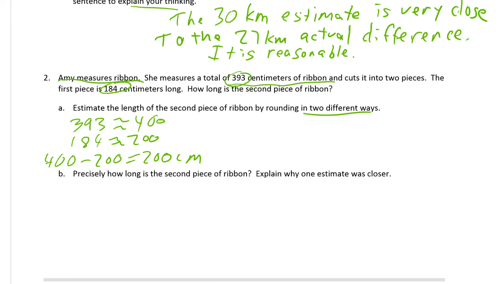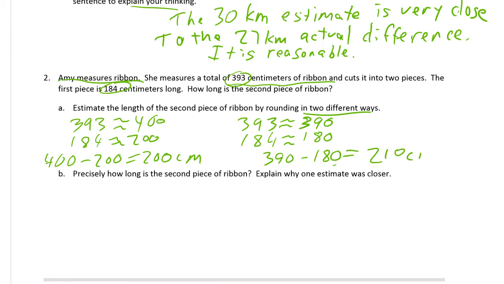And if we round by tens, the 393 is closer to 390, and the 184 would be between 180 and 190. It's closer to 180. 390 minus 180. Now you can do this mentally, because you have enough ones to subtract, because it's zero, right? And you have enough tens. You have nine tens and you're subtracting eight, so you don't have to break up any hundreds. You can just use the digits in your head, and you're going to have 210 for the difference, and that's centimeters.